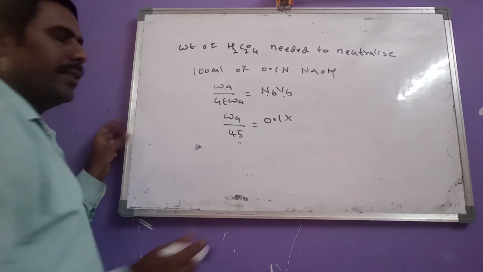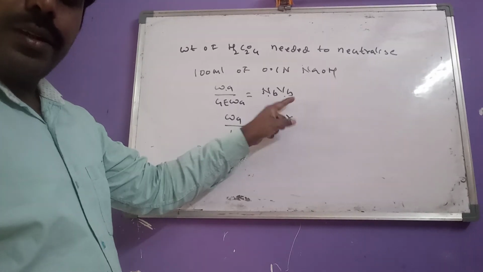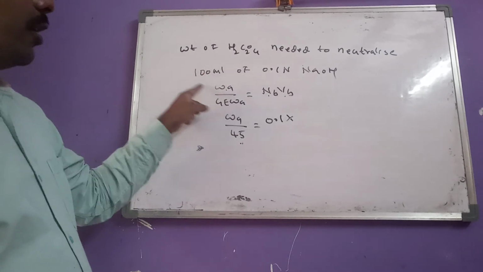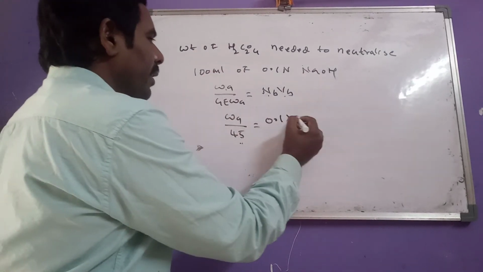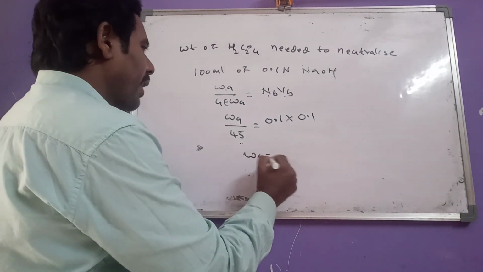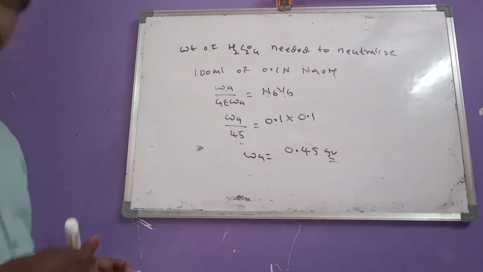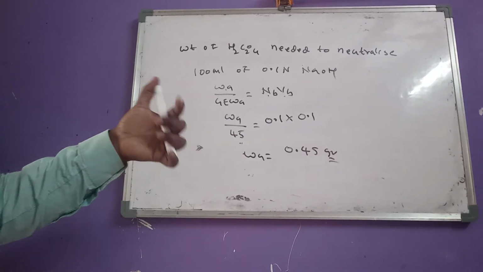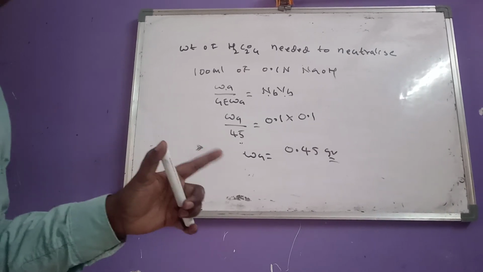One important thing you have to learn here, listen to me. The volume should be taken in liters. But in the problem, the volume is given in milliliters, so convert that milliliter into liter, and we get 0.1. Therefore the weight of acid required is 0.45 grams. So when a question is given, first we need to see whether both acid and base are present in liquid state or any one is present in solid state.